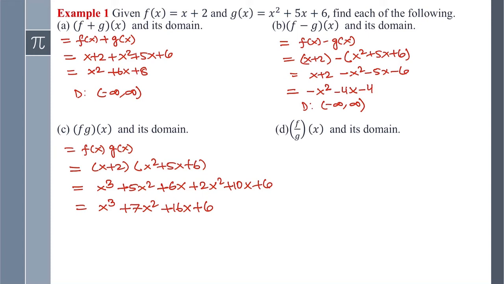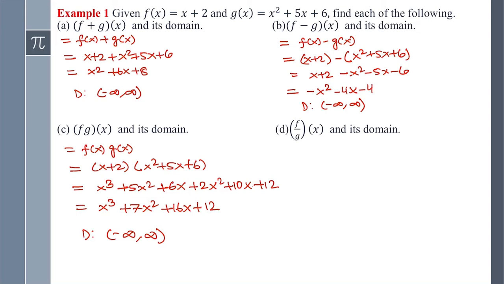Sorry, I made a mistake here. When we multiply by 2, this must be 12, and then this must be 12. So again, this is a polynomial function. So the domain for this function is the set of real numbers.